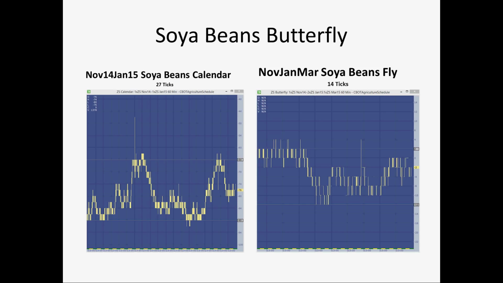Here's a soybean butterfly, and here we've got the November-January soybean calendar, and this has been range bound from the period I looked at, and here we've got a 27 tick range. But by selling the January-March calendar to make it a fly, the range has been reduced by half, making it a bit more predictable and a bit more confident to make the trades.